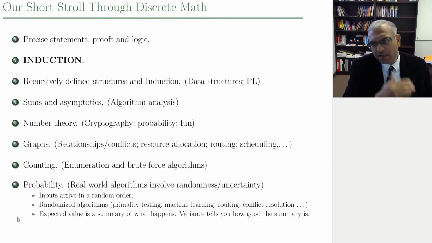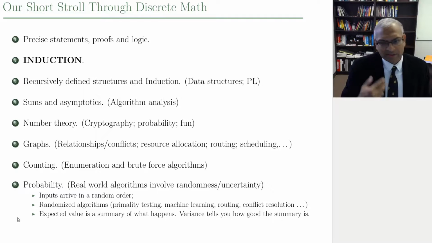Once we understood that probability is fundamental, and understood its basic infrastructure, you do a complex experiment, it has an outcome, and then you measure something. We summarize the entire experiment by the expected value, which tells you, in some sense, on average what happens, and then the variance, which tells you how good that expected value is. How good is that summary of the experiment? So that's the short stroll through discrete math.